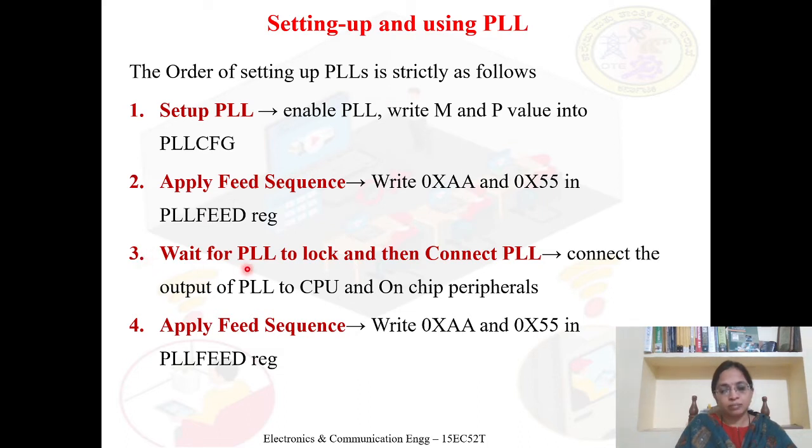Next, what is the third step? After setting up the PLL and writing the feed sequence, the PLL will be loaded with the multiplier and divider values, and the PLL will start to generate the desired frequency. When it generates the desired frequency, we say the PLL is locked. So we have to wait till the PLL generates the desired frequency. And when it does, we have to connect the output of the PLL to the CPU and other on-chip peripherals as the clock. That is the third step.